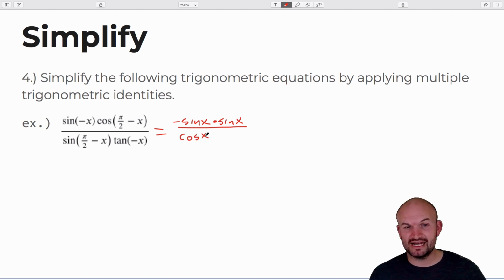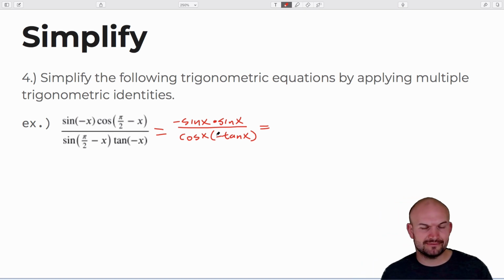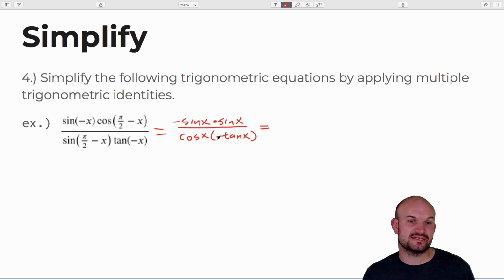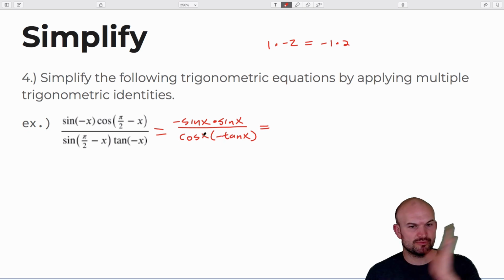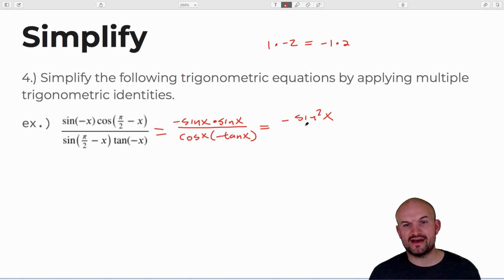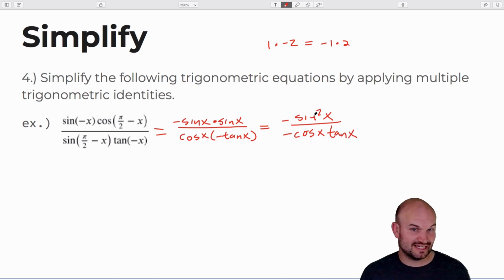And then I have tangent of negative x, which again, I'm going to want to make sure I rewrite with parentheses as a negative tangent of x. Because if you don't use parentheses, then it might be confused that that is a subtraction problem, but you're multiplying by a negative. And again, if you had 1 times negative 2, that's the same thing as negative 1 times 2. So a lot of times it's just easier to put the negative in front. So if we do that, we have a negative sine squared of x all over a negative cosine of x times tangent of x. Now again, we can't really simplify anything in this denominator yet.